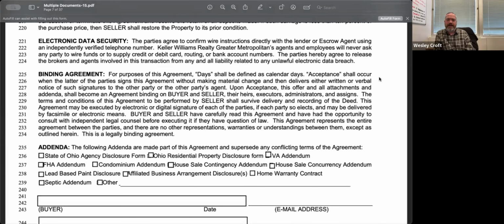Okay, line 221, electronic data security. The way that I explain this is I say, listen, Mr. Buyer, I am never going to ask you for your bank account information because I don't need to know that. As agents, I don't need the buyer's bank account information, debit card number, credit card number, anything like that. And so this is saying like, hey, I'm not going to ask you that.